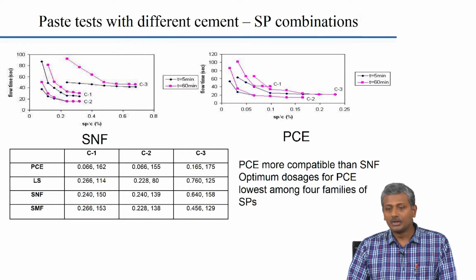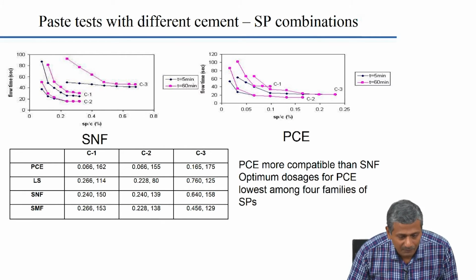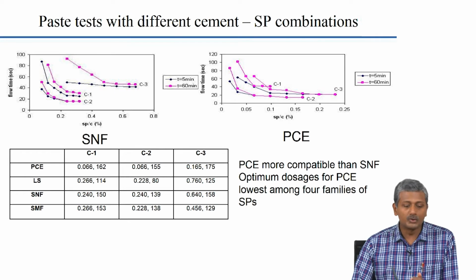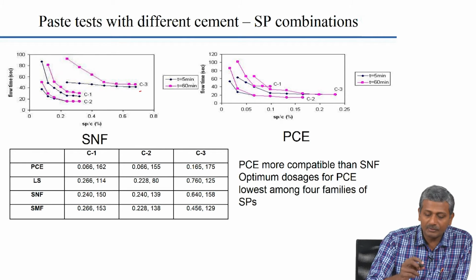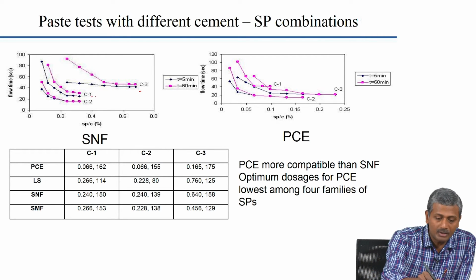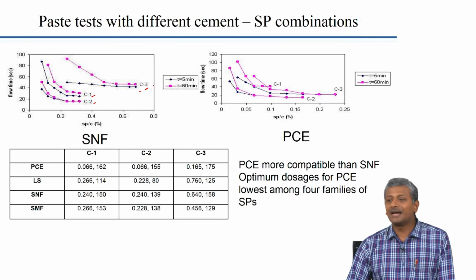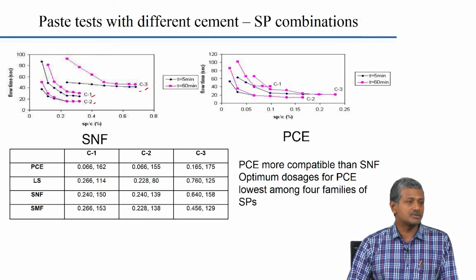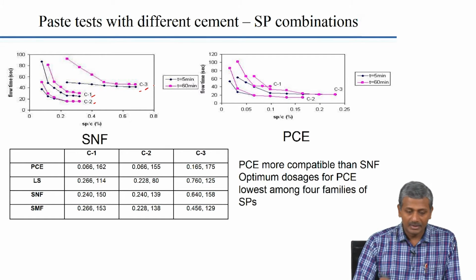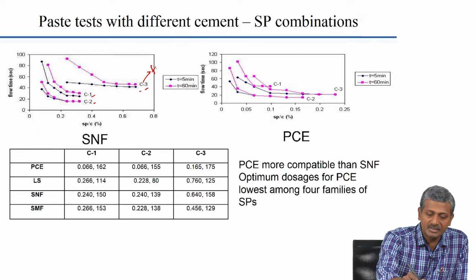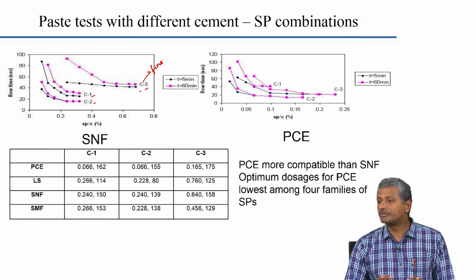similarly. Okay. So, here I am describing some tests that were conducted at our laboratory. We used 3 types of cement, C1, C2 and C3. They had some differences in their chemical compositions, and they also had differences in their fineness. C3 was a very fine cement, whereas C1 and C2 were of similar fineness.